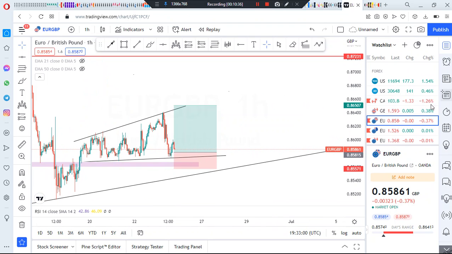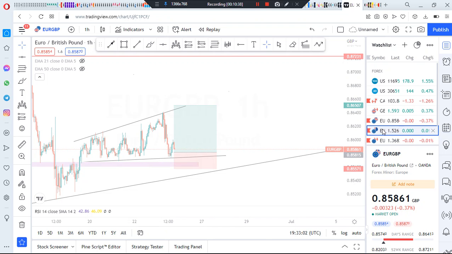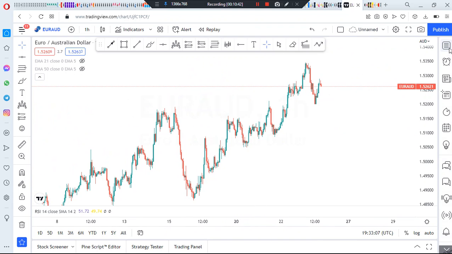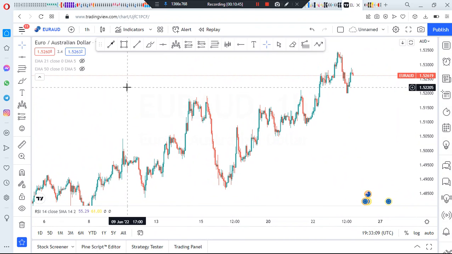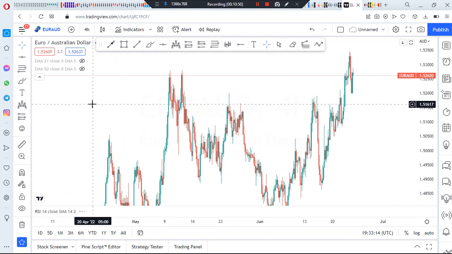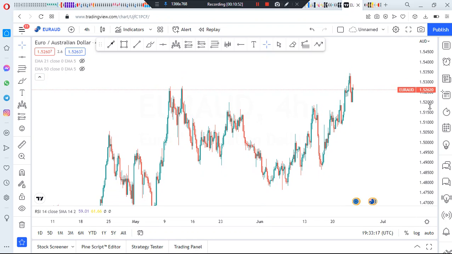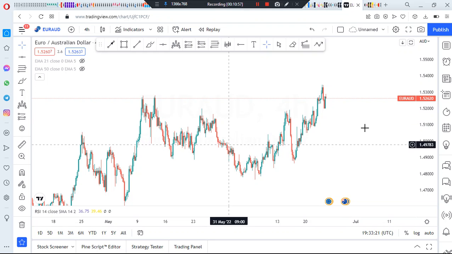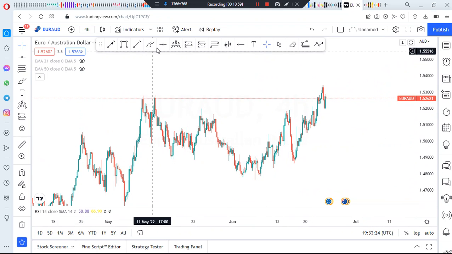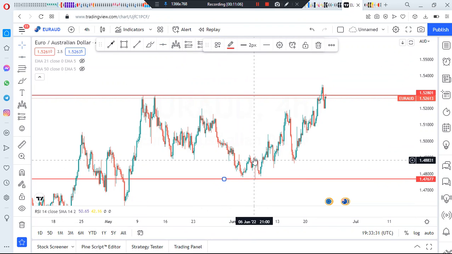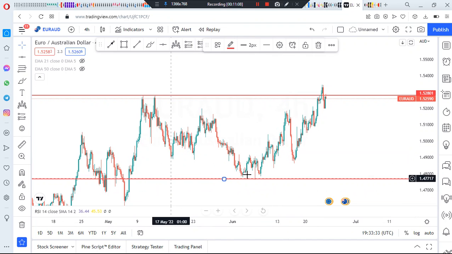Okay, so let's move to the next pair. Okay, so we have the euro AUD pair. Let me start from the 4-hour time frame. So analyzing this pair, guys, it's not even that hard. If you really want to look into it, it's not even that hard. So what do I see here? Let's start by marking our area. So we have this area right here, then here's our bottom part.